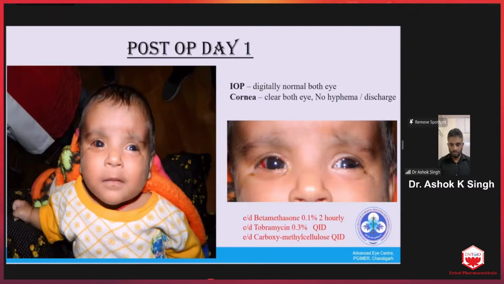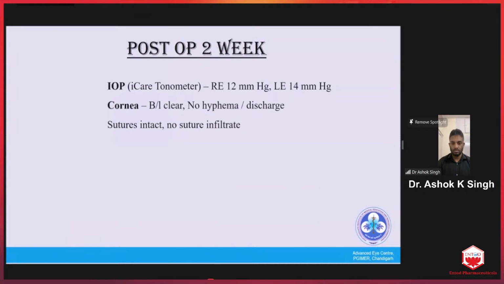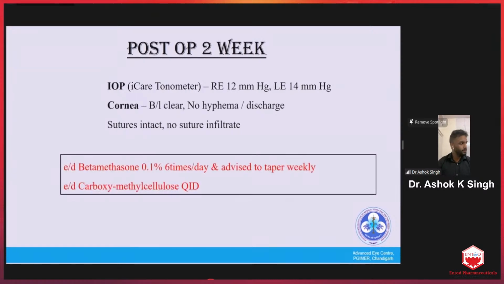So he was started on topical betamethasone two hourly. Tobramycin and carboxymethylcellulose were also started. At his next follow-up at 2 weeks, his IOP was fine. Cornea was clear, there was no hyphema or discharge, sutures were intact with no suture infiltrate. So his betamethasone was decreased to 6 times a day and parents were advised to taper it further.